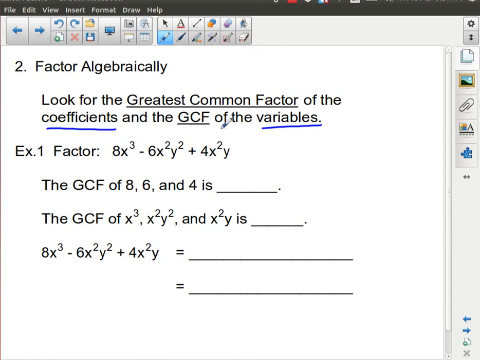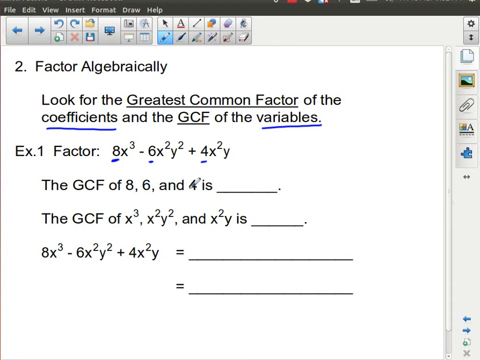So to do this, first thing I'm going to do is look at coefficients. So that's 8, 6, and 4. I'm not really troubled by the positive or by the subtraction and the addition here. I'm just going to look at the raw numbers. So take a look at the numbers 8, 6, and 4. What is the greatest common factor, meaning what is the biggest number that divides into all of these?